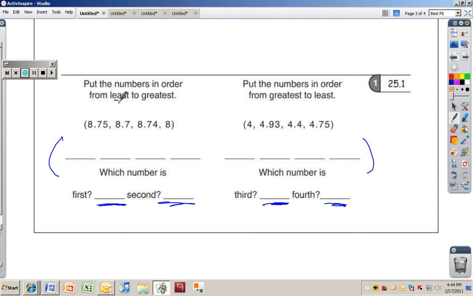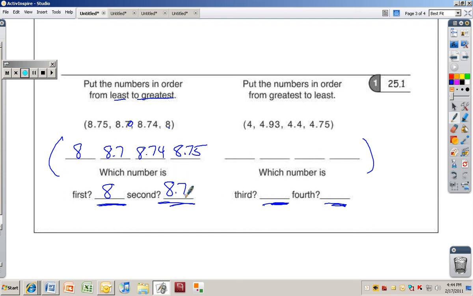Okay, this one says least to greatest. So we're looking for the smallest, and that would be 8, because there's no numbers after the decimal point on that. Then we have 8.75, 8.74, and 8.70. 8.70 is going to be smaller than 8.74 or 8.75. And they want to know the first number and the second number right here.